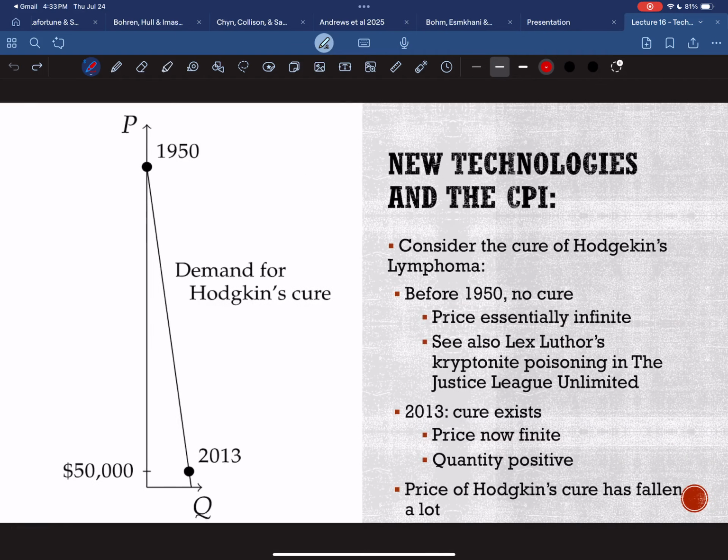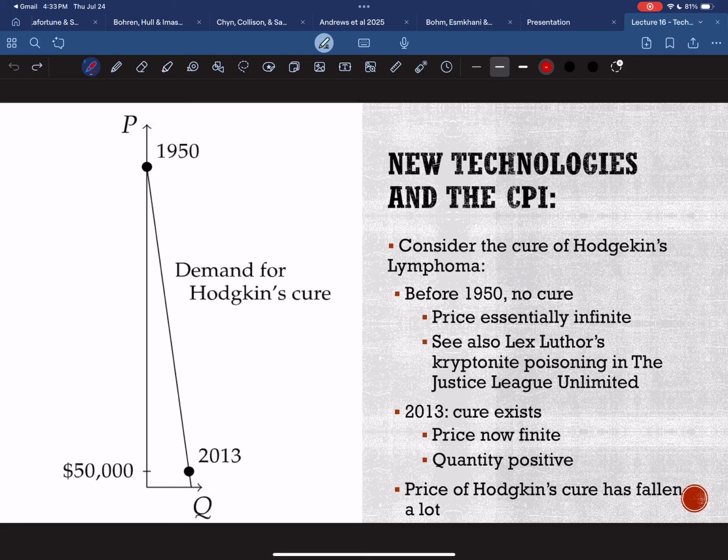So as a last note on the CPI, let's discuss new technologies in the CPI just to really hammer this home. So consider the cure for Hodgkin's lymphoma, right? This is a form of lymphoma where before 1950 there's essentially no cure. And so the price in 1950 for a cure was essentially infinite. Nobody could afford a cure, right?